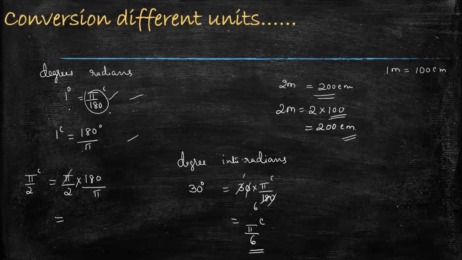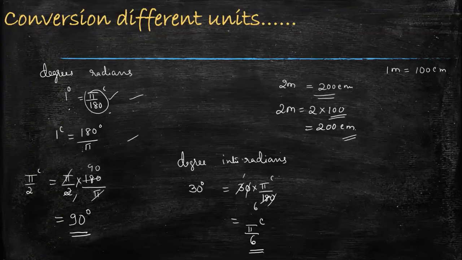I get, this goes 90 times, I get 90. So the answer that I have got is in degrees. Pi by 2 radians is 90 degrees. So this is how I convert radian into degrees.